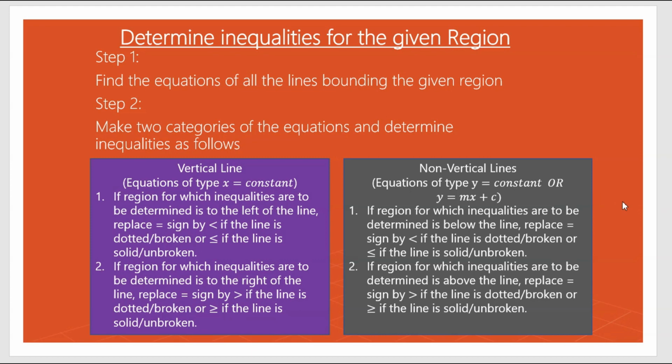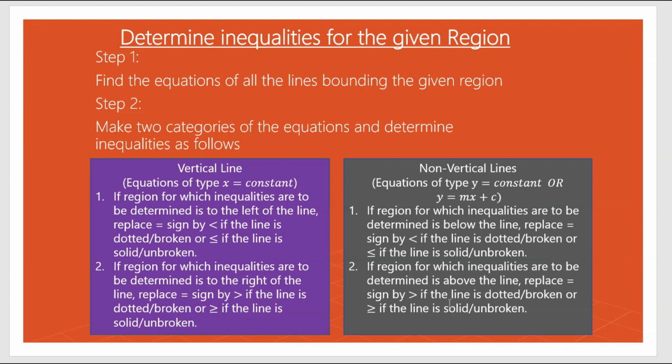For horizontal lines, the equation is y equals to constant, and for slopy lines, the equation is y equals to mx plus c, where m stands for slope and c stands for the y-intercept. So here, again, there are basically two points. First point is if the region that you are trying to determine is below the line, then you replace the equal to sign by less than if your line is dotted, and you replace it by less than or equal to if your line is solid or unbroken.